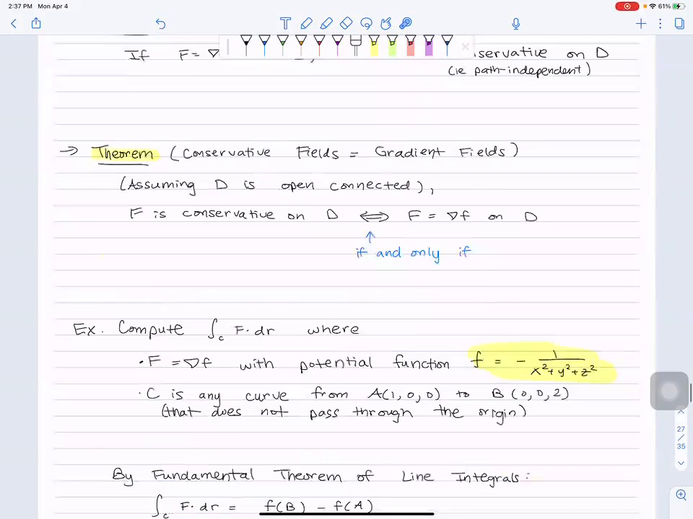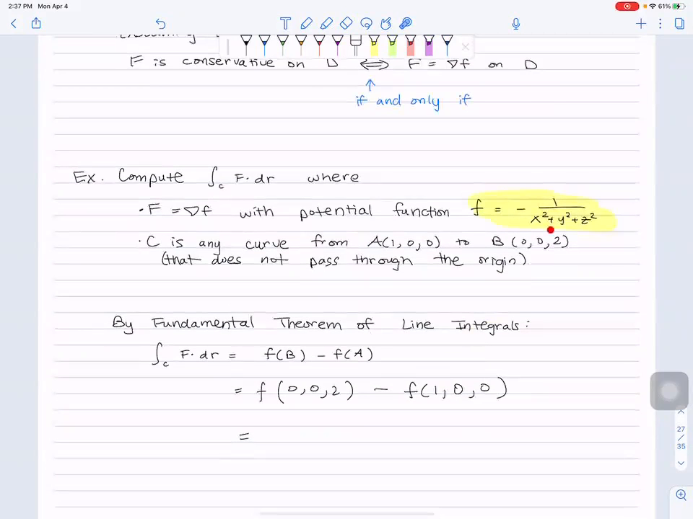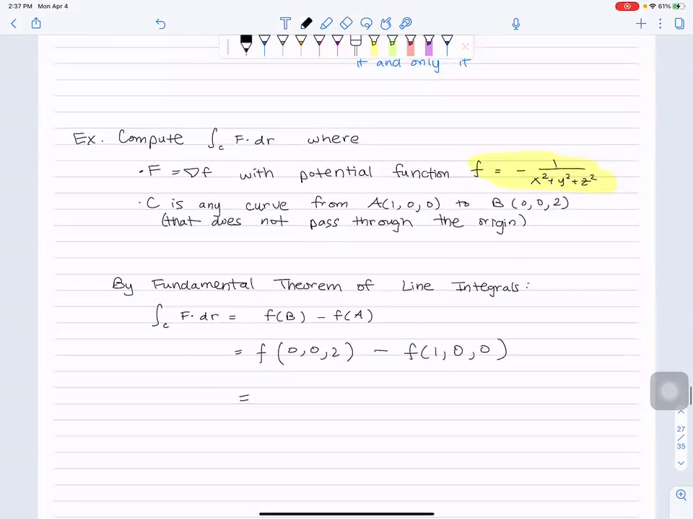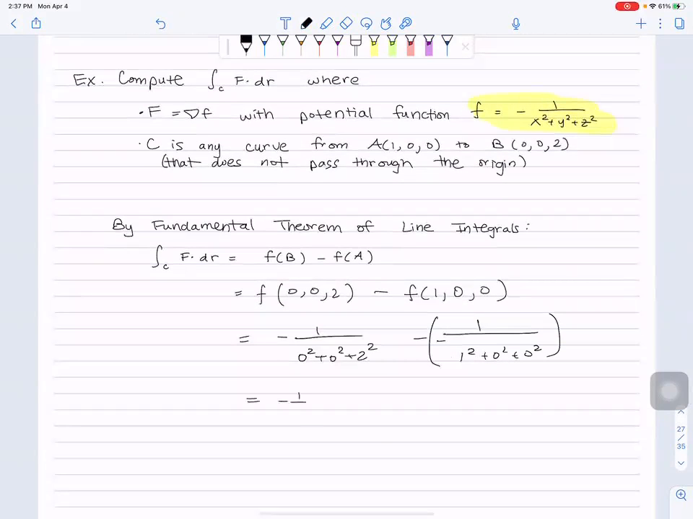Okay, so we have this function, and now we just plug in (0, 0, 2) to our function. So we have -1 over the norm of (0, 0, 2) minus -1 over the norm of (1, 0, 0). That gives us -1/2 plus 1, or 1/2.